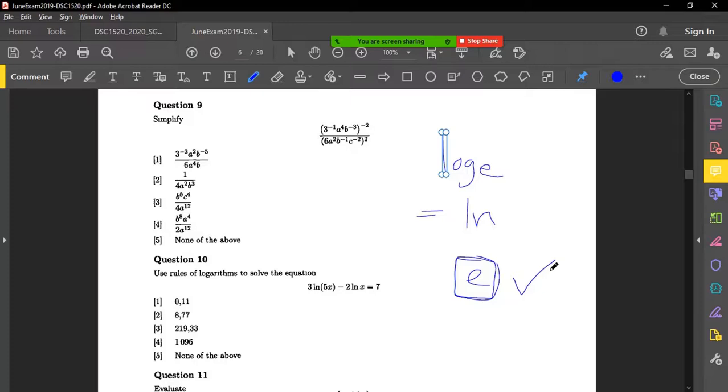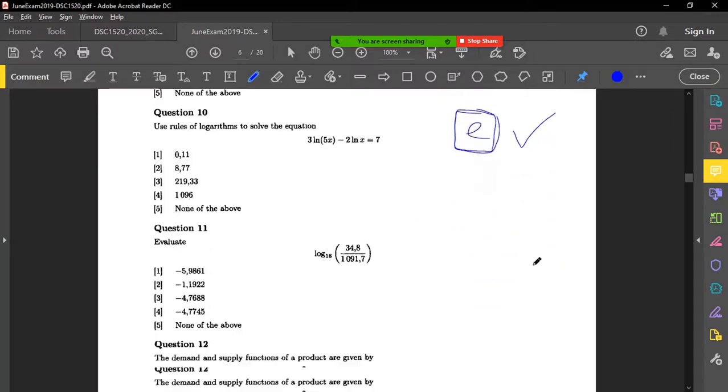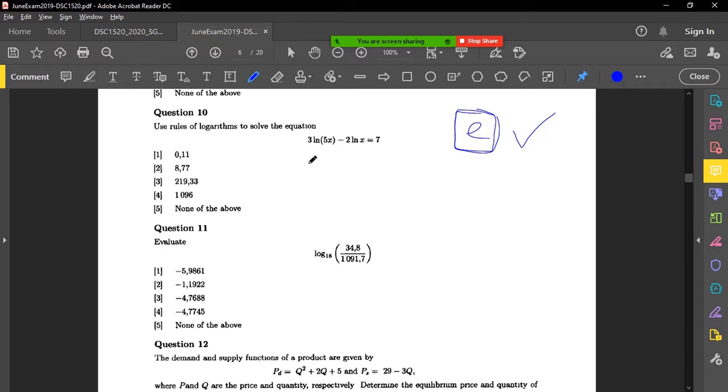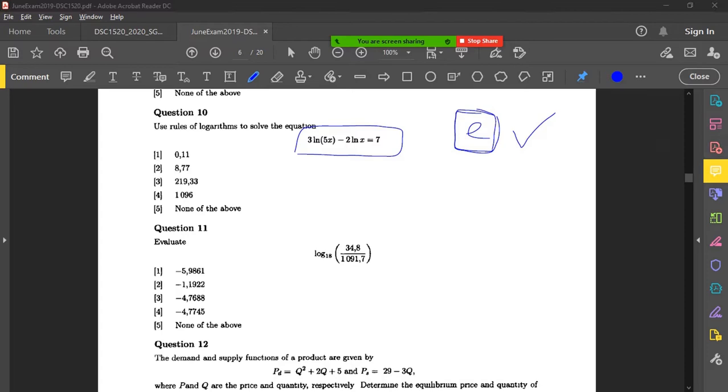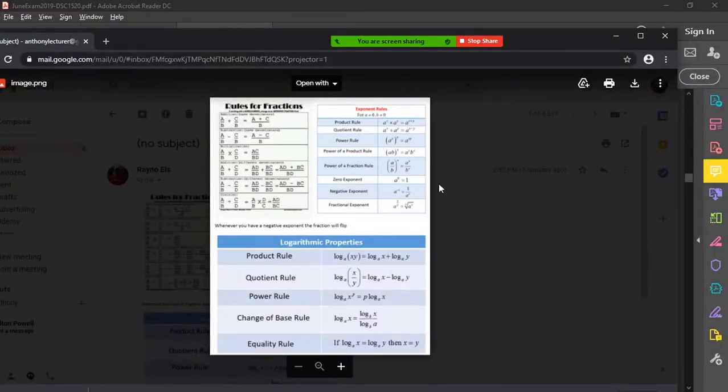I wanted to look at question 10. This one is basically just using that rule again. Yes, this is using that rule that you just emailed. Okay, which rule would you use? Let me open it again. Which rule would you use?